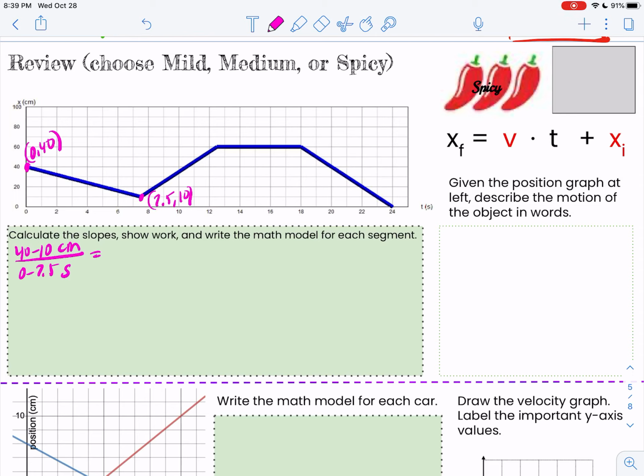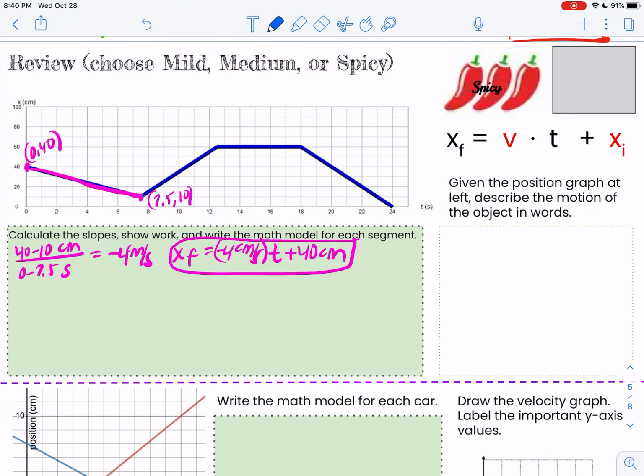Okay, so that's negative 30 over 7.5, which I believe is 4, right? But you know it's late. Let me just look at it. Okay, so that's going to be negative 4 meters per second. Okay, so the math model, oh, centimeters, God bless it. Keep messing that up. Negative 4 centimeters per second, okay, times time plus the initial position is 40 centimeters. So that's part 1.